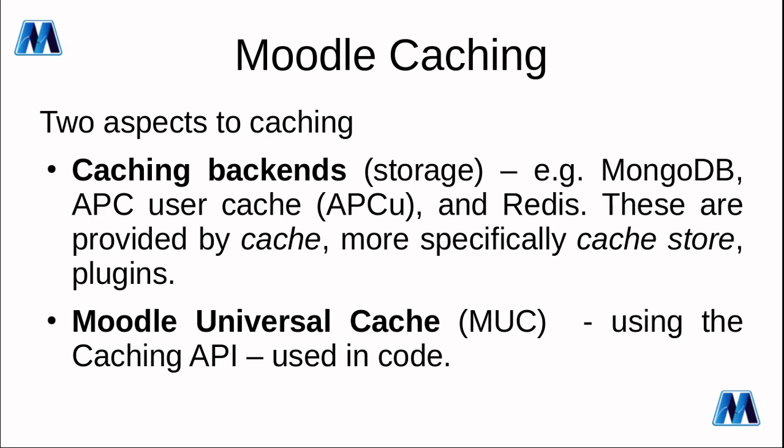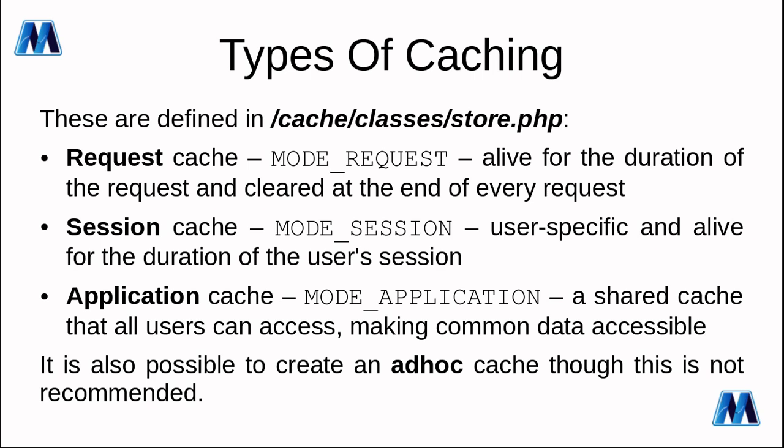So let's talk about Moodle caching. There's two aspects to Moodle caching. There's the caching backends, which are the storage bits like MongoDB, APC user cache, and Redis. These are provided by Cache Store plugins. Then there's the Moodle Universal Cache, which is using the caching API, which is used in code. The types of caching are defined in the cache classes store PHP.